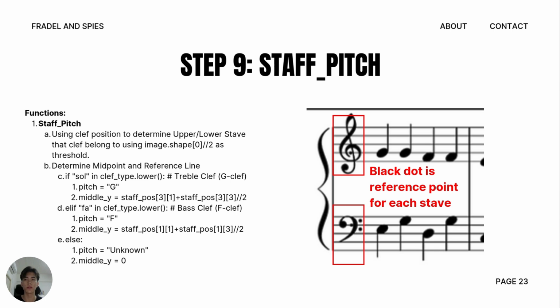In this step, we want to assign the reference point in the Y direction to identify which staff is controlled by the sol key or fa key. That position will be used later with spacing to classify the pitch. For the code, first, separate upper and lower by reference point. Second, set a reference point and the pitch at that point.